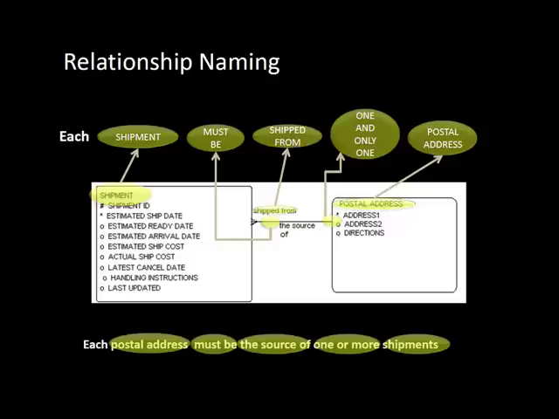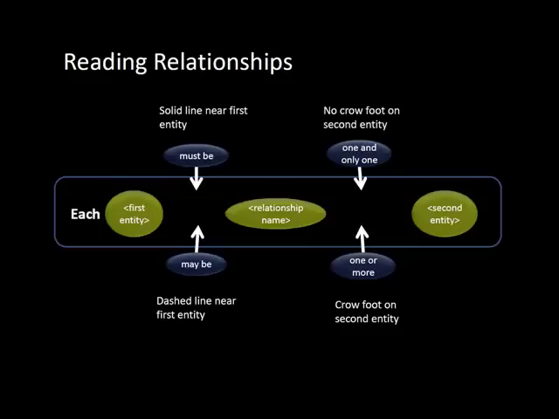So that's the idea. This is just the logic of how that is done in a generic way. There we saw an example. Here is the generic way in which you read a relationship. You say each, then you put the first entity, then you put must be or maybe depending upon dashed line or solid line. Then you put the name of the relationship, and again you put one or more or one and only one depending upon crowfoot or not, and then you put the name of the second entity. Okay, so that way you can read the relationship and understand it exactly in English.